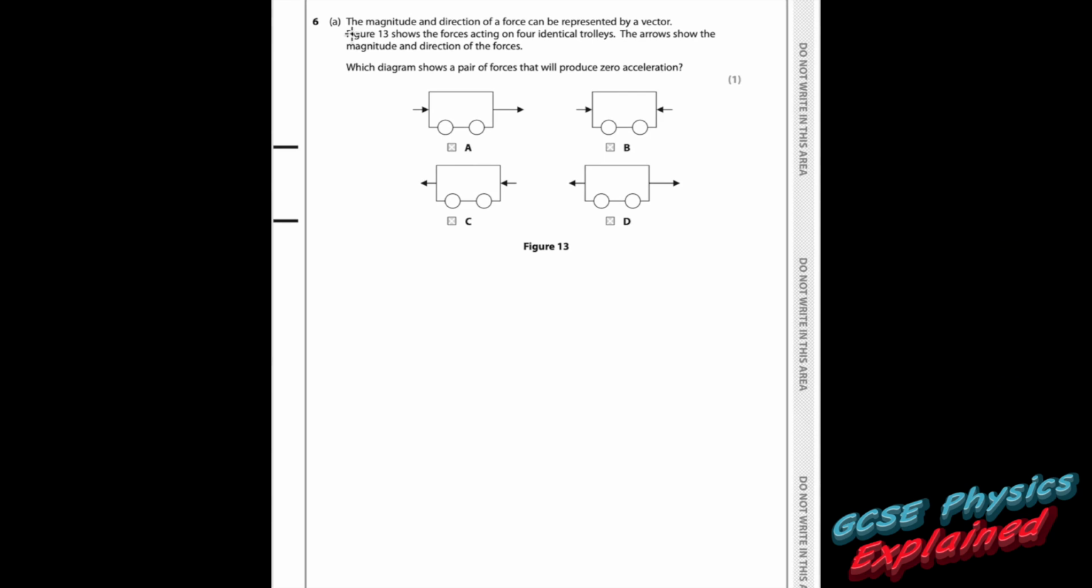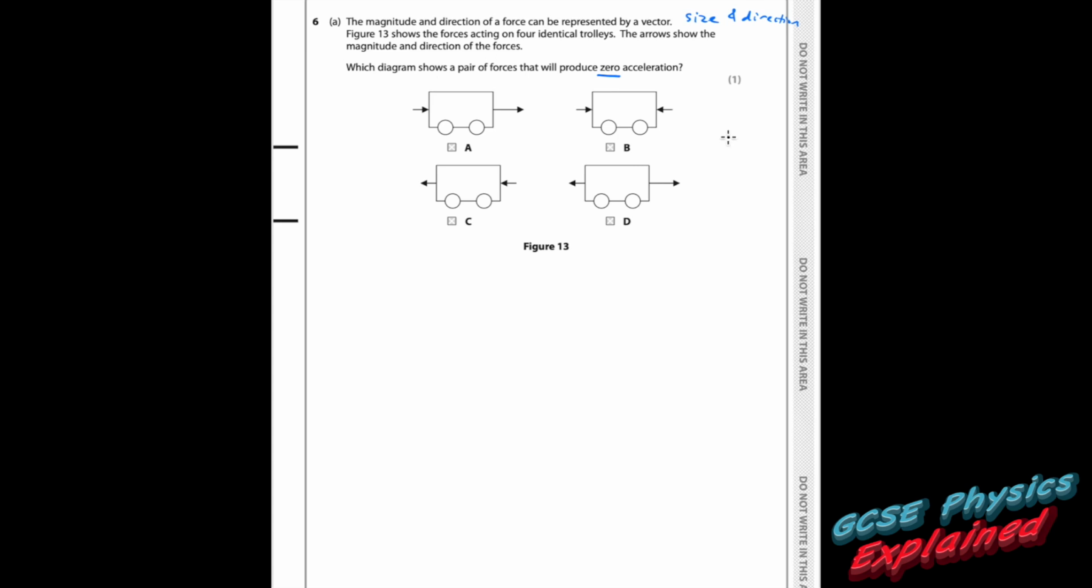Question 6. The magnitude and direction of a force can be represented by a vector. Figure 13 shows the forces acting on 4 identical trolleys. The arrows show the magnitude and direction of the forces. Remember, a vector is just something that's got size and direction, such as an arrow. Which diagram shows a pair of forces that will produce 0 acceleration?